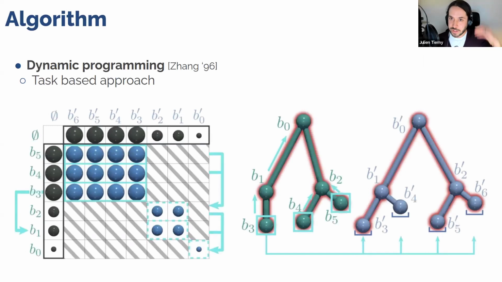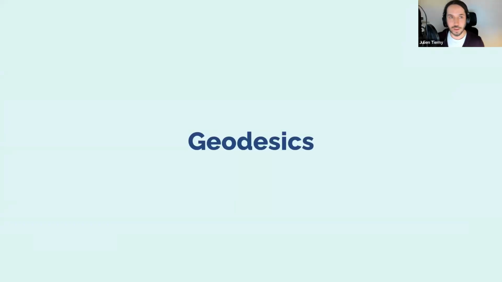Since the search space is smaller than the one described by Zhang, we came up with an extension of the algorithm, which discards many unnecessary evaluations. It's also expressed in terms of tasks to leverage shared memory parallelism. So in the end, we have a very efficient parallel algorithm for the computation of this polynomial problem. Unfortunately, I don't believe I have time to get into the details, but I invite you to check out the manuscript that contains full descriptions. All right, so now I'll move on to the geodesics.